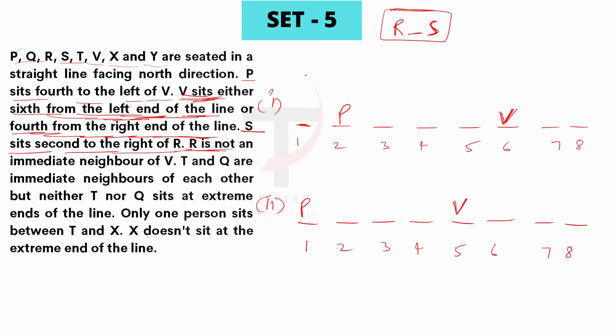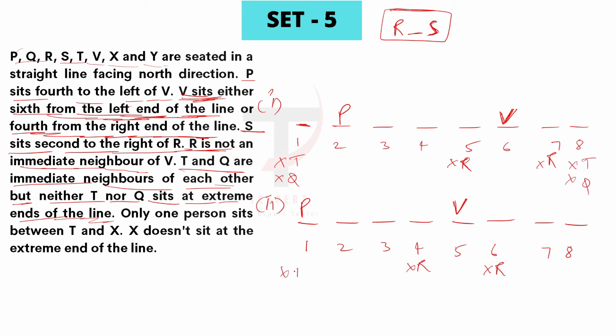And the next one is R is not an immediate neighbor of V. So R shouldn't come here, R shouldn't come here, and in the second case R shouldn't come here and R shouldn't come here. And the next one is T and Q are immediate neighbors of each other, but neither T nor Q sits at extreme ends of the line. So T shouldn't be here, Q shouldn't be here, they must not be at extreme ends.